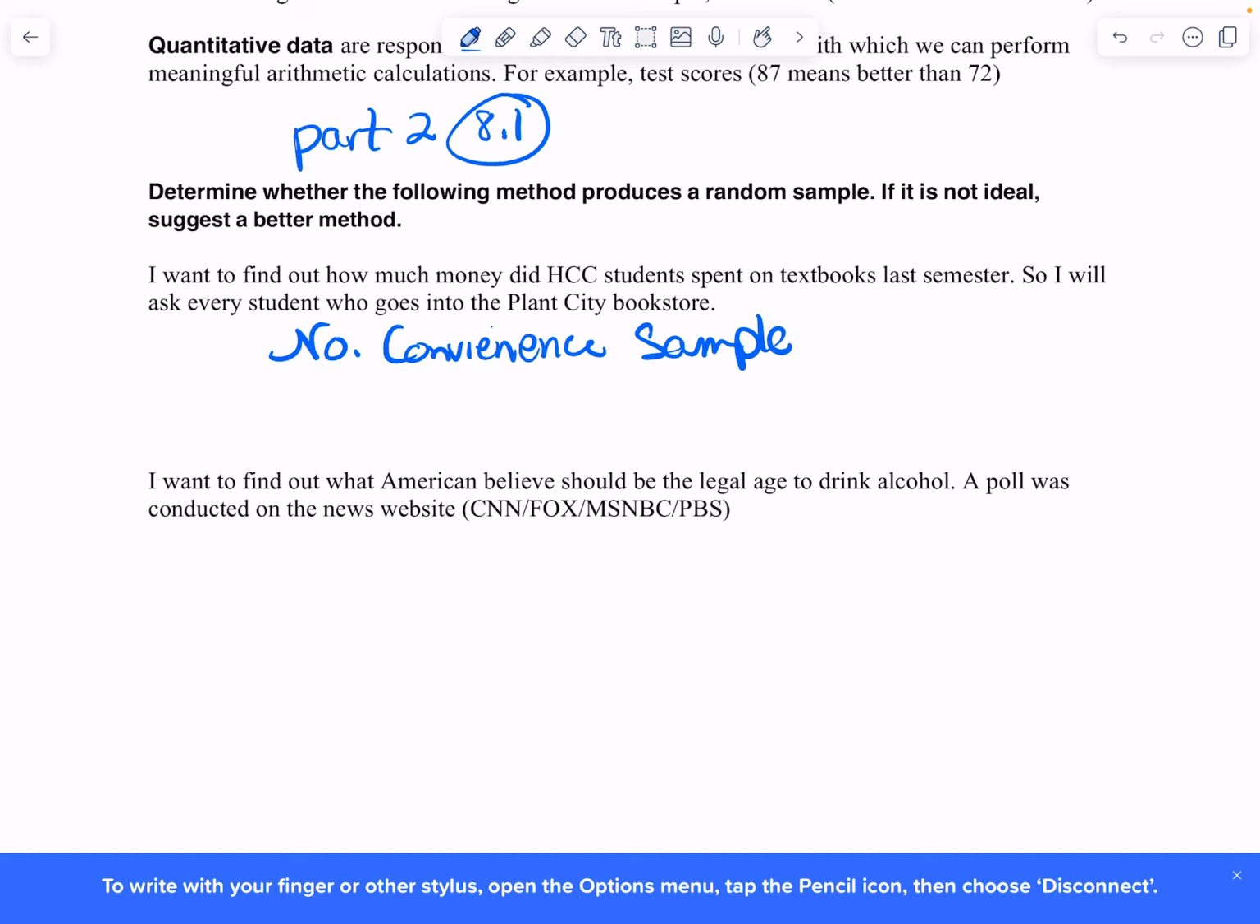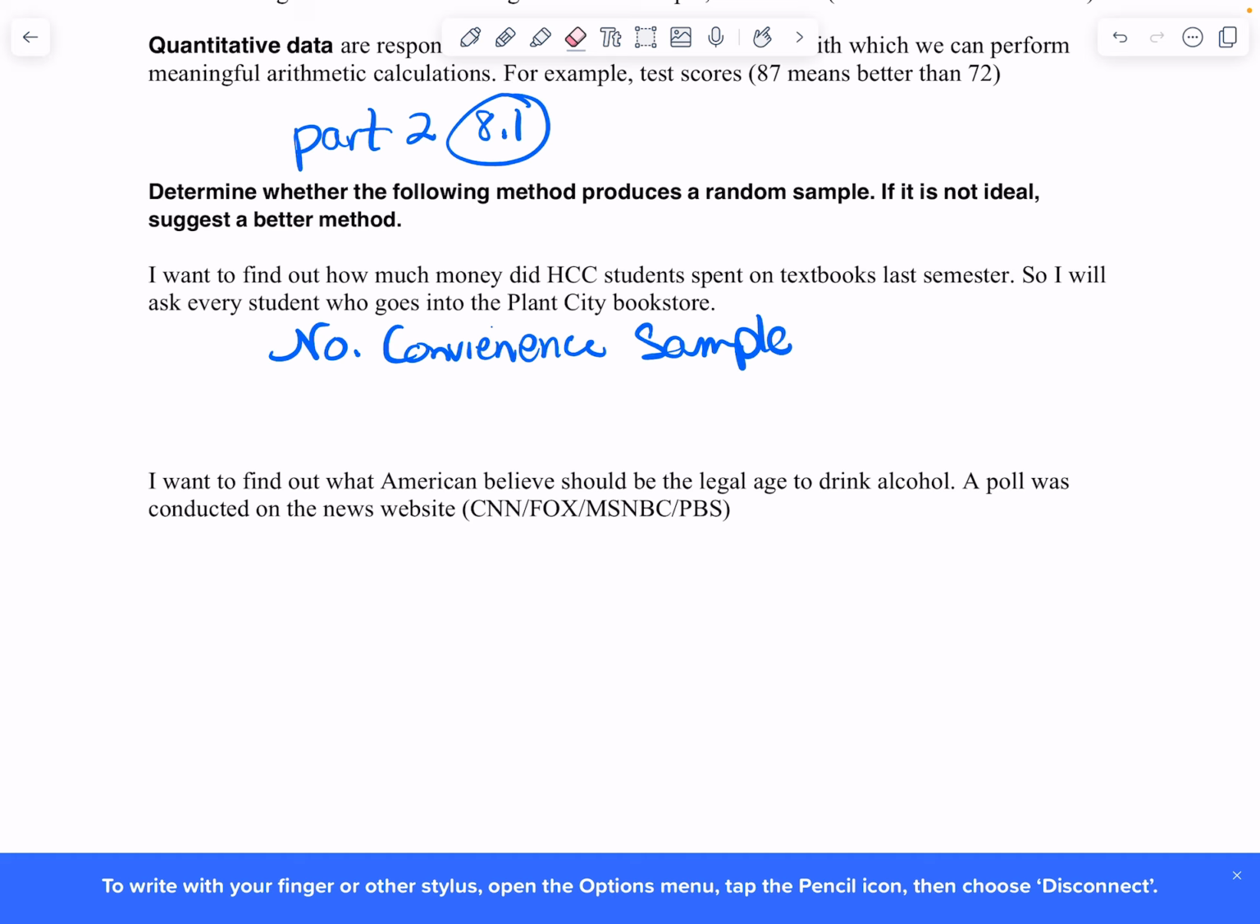So what might be better to do is maybe place all of the students' IDs in a random generator and choose students that way. Also, the other problem with this one is we're just getting the students who are purchasing their books at the bookstore. We're not getting the students who purchase their books through, let's say, Amazon or Chegg, and we're not getting the students who purchase them online.